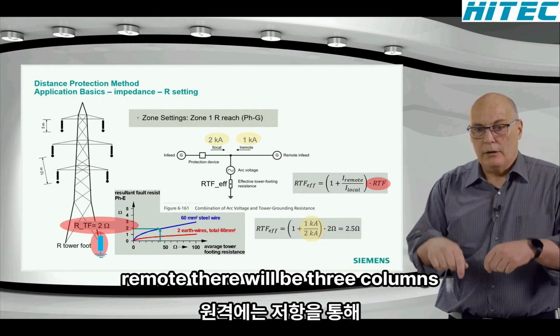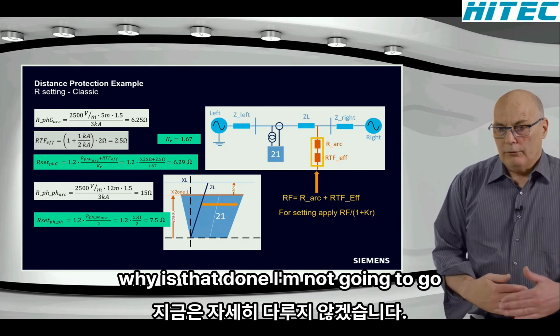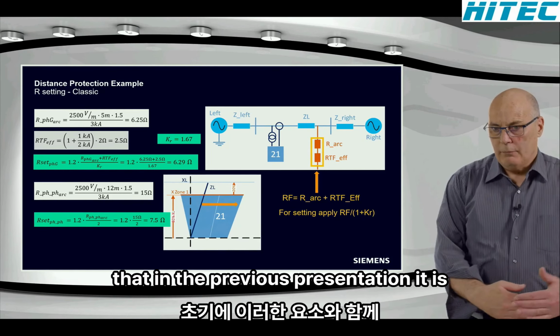Then to set it, we would summate those two to get the fault resistance. And then again, it's important to check if we are using a classic distance protection, as we are doing here for the ground faults. In the classic, the RF is divided by this factor 1 plus KR. Why is that done? I'm not going to go through it in detail now. I think we did that in the previous presentation.